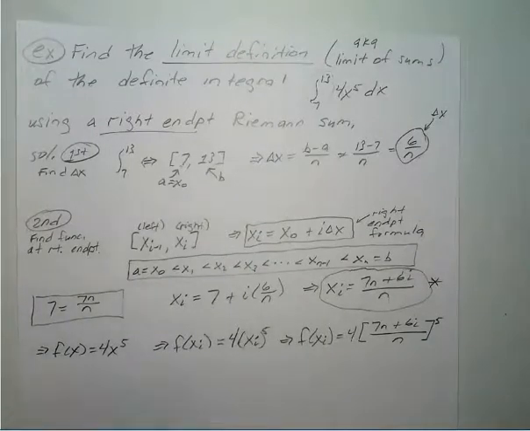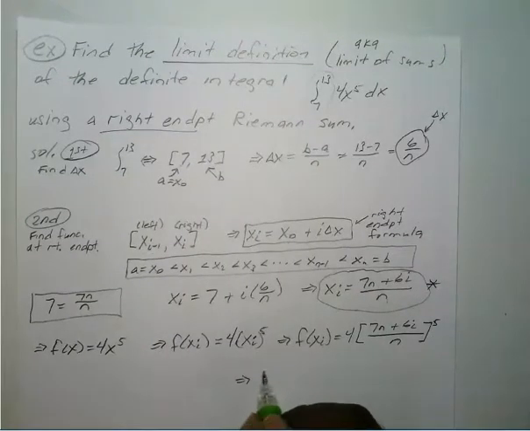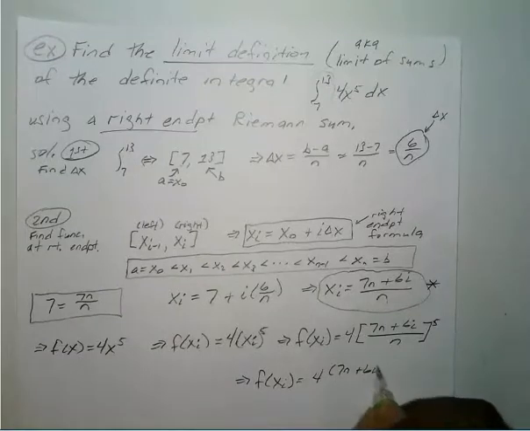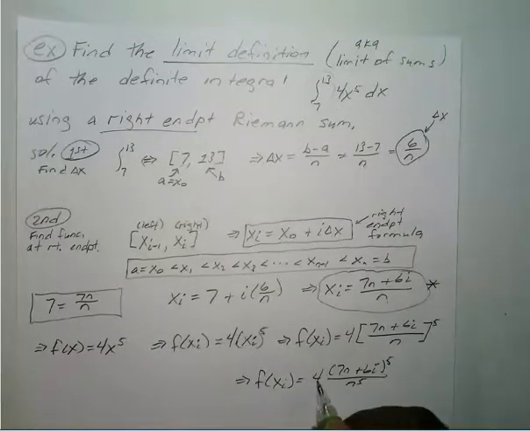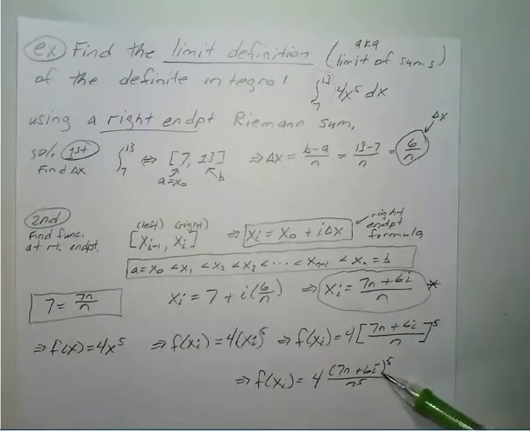All right, now me personally, I'll just try to get rid of that exponent, so I distribute it to both of those, which gives us an f of x of i equal to 4 times (7n plus 6i) to the 5th over n to the 5th power. Again, you can leave it like that. That'll be fine, but I personally like to just get rid of that exponent.